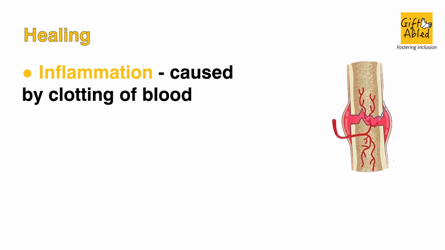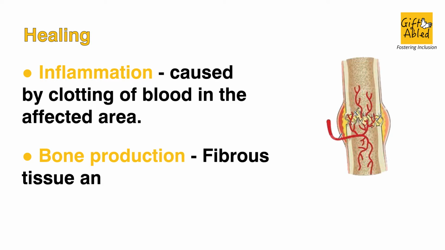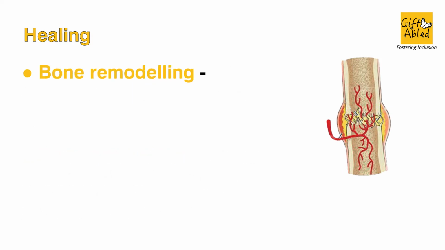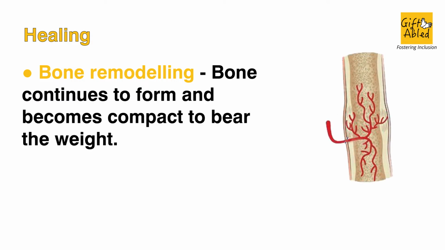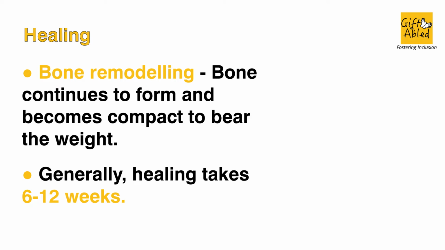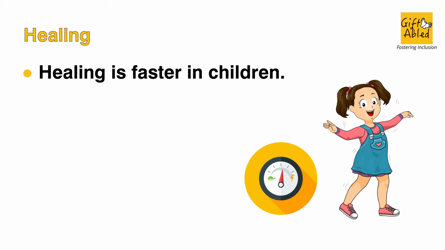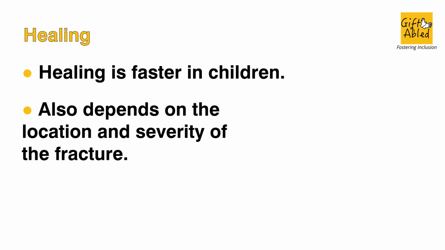Healing. Inflammation caused by clotting of blood in the affected area. Bone production. Fibrous tissue and cartilage get replaced in the place of inflammation. Bone remodeling. Bone continues to form and becomes compact to bear the weight. Generally, healing takes 6 to 12 weeks. Healing is faster in children. Also depends on the location and severity of the fracture.